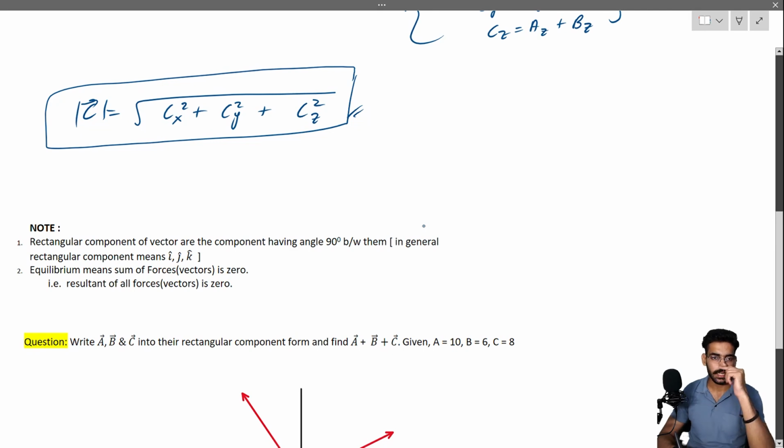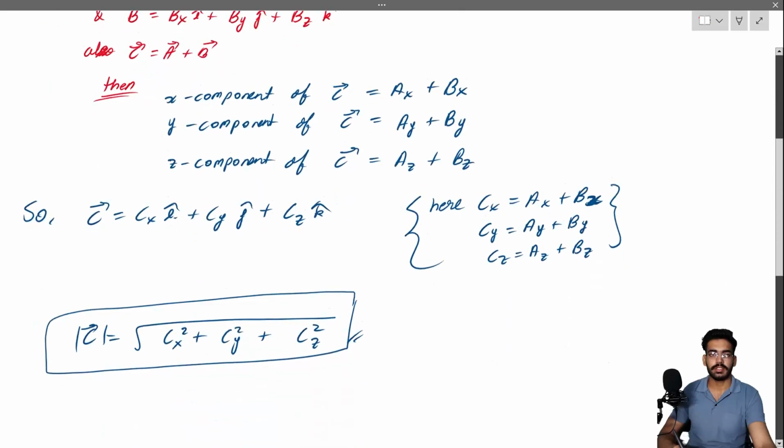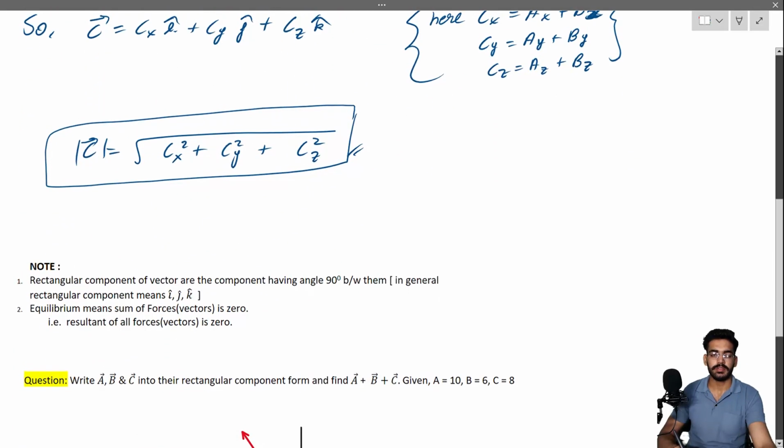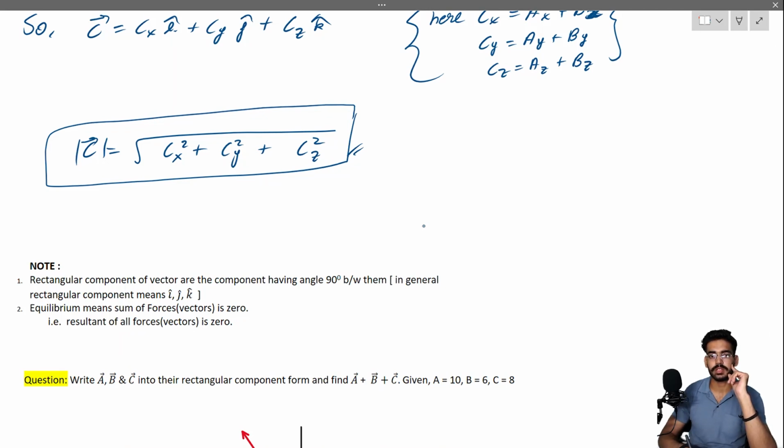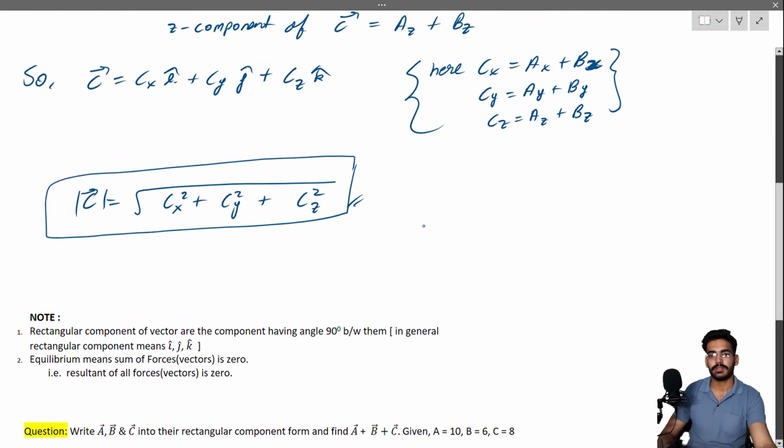Next we have a note. What it is saying is, rectangular components of a vector are components having an angle of 90 degrees between them. In general, rectangular components means i cap, j cap and k cap. So here we have seen addition of vectors in component form, and to find the magnitude of c, you write under root of cx square plus cy square plus cz square, where cx, cy, cz are the addition of x components, y components and z components. Simple. And this is in vector form.